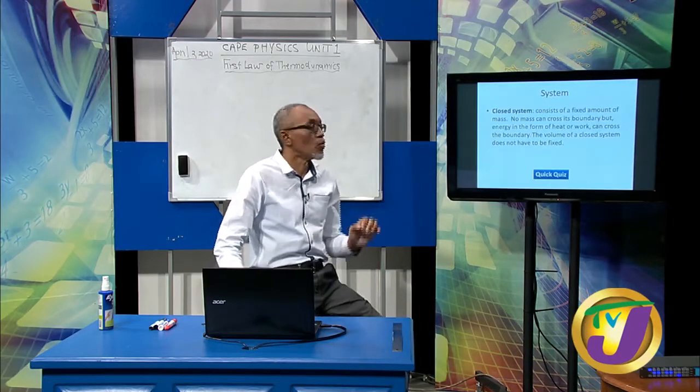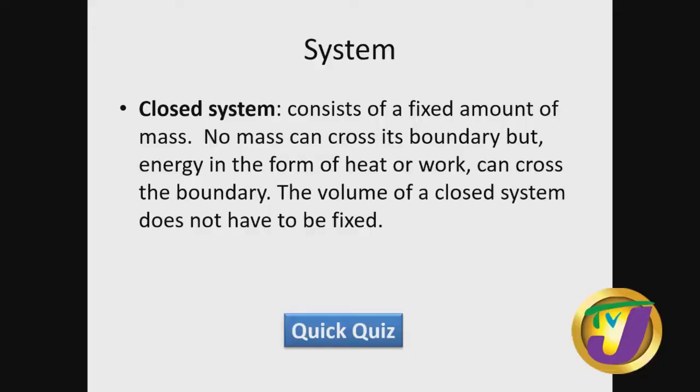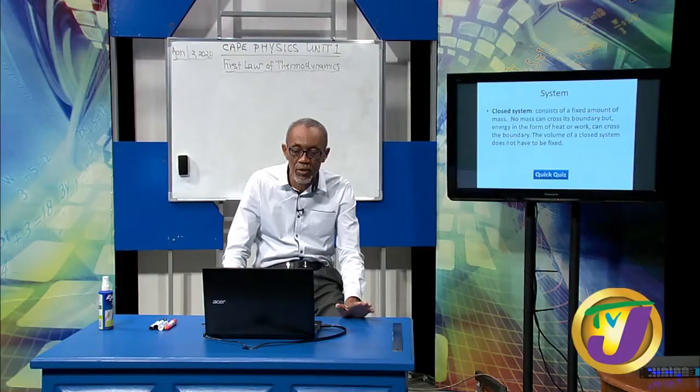And then we will focus a lot in this lesson on what is called a closed system. A closed system consists of a fixed amount of mass, and no mass can cross the boundary, but energy in the form of heat or work can cross the boundary. So no mass will leave the system, but heat energy or work can be done by the system, on the system, and so on. So there is that interchange, and the volume of a closed system does not have to be fixed.